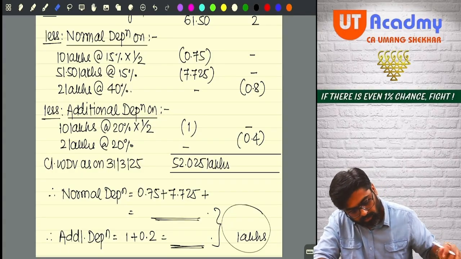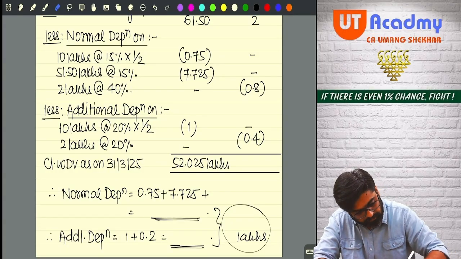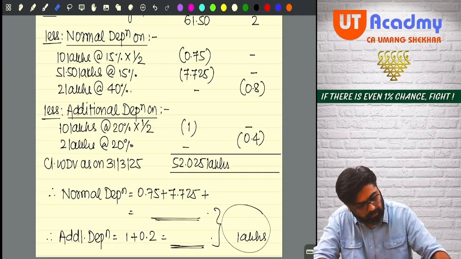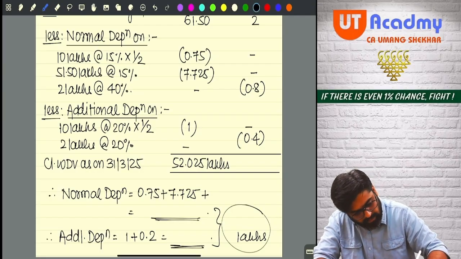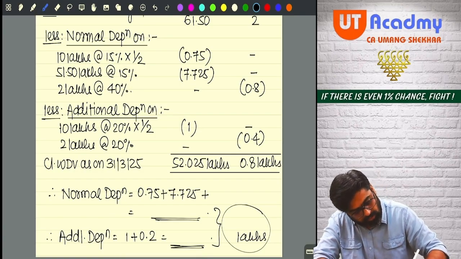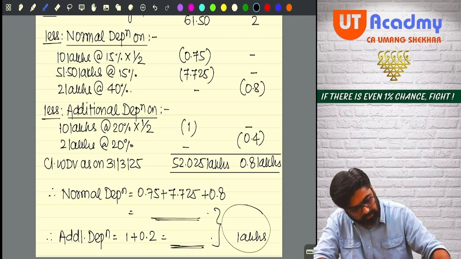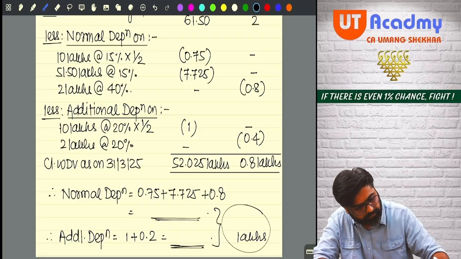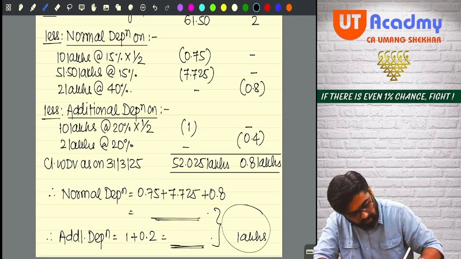Okay. So now what was the final amount? 2 minus 1.2 will be 0.8 lakhs, no? Here it will be 0.8 lakhs. Now it is okay, no? So this will be 0.8. I will add here. So 0.75 plus 7.725 plus 0.8 will be 9.275 lakhs.